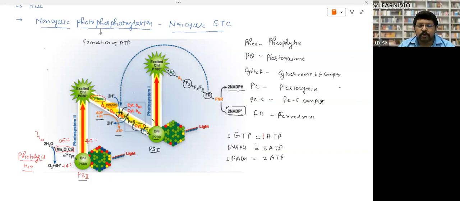Due to this, the electron does not come back. That's why it is called non-cyclic photophosphorylation. Photophosphorylation means formation of ATP. I have written here that 1 GTP is equal to 1 ATP, 1 NADPH is equal to 3 ATP, 1 FADH is equal to 2 ATP. When you get a question to explain or draw the Z-scheme of non-cyclic photophosphorylation, you have to draw this diagram. Tell me if you have any doubt.